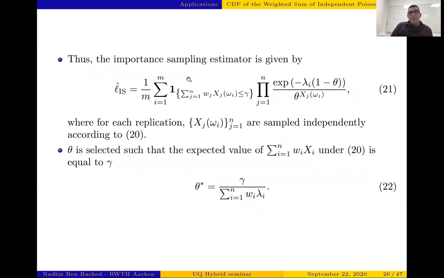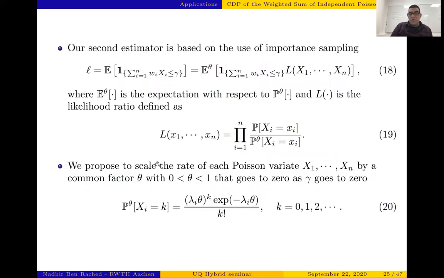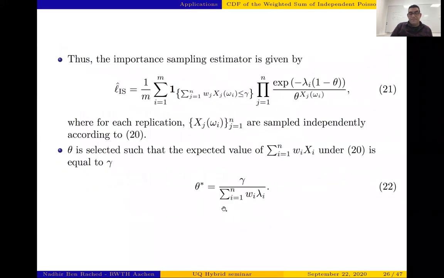Then the importance sampling estimator is given by equation 21. So it is a sample average of the indicator function times the likelihood ratio. And here the samples are sampled independently according to this probability mass function.